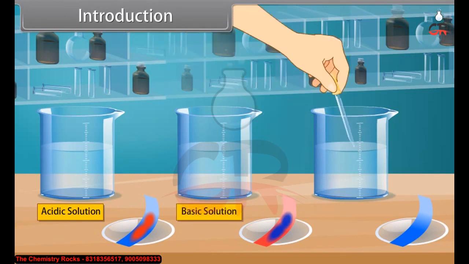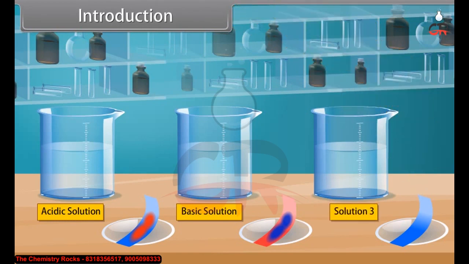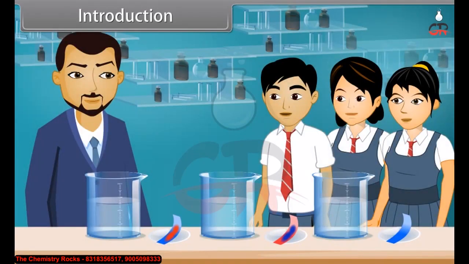It turns into blue. It shows basic behavior. Finally, we test for solution 3. The color is not changing. It shows that this solution is neutral and we can say that solution is at equilibrium. Sir, what is equilibrium? Equilibrium is a condition when the number of moles of base becomes equal to number of moles of acid. Let's learn more about it.